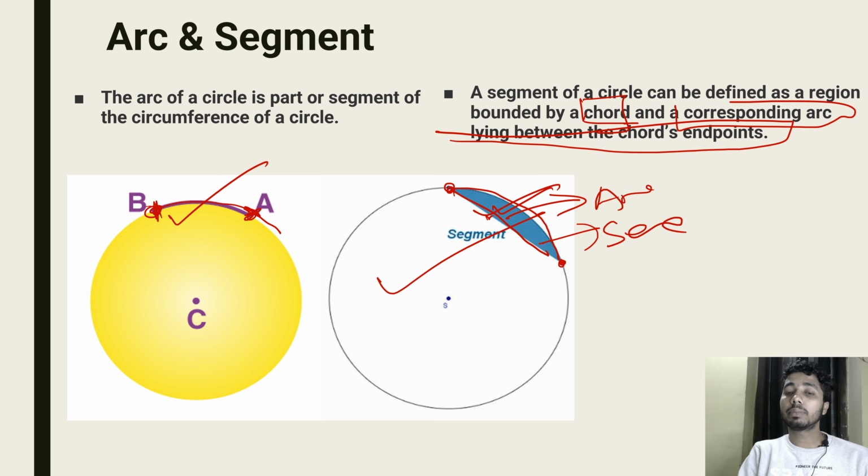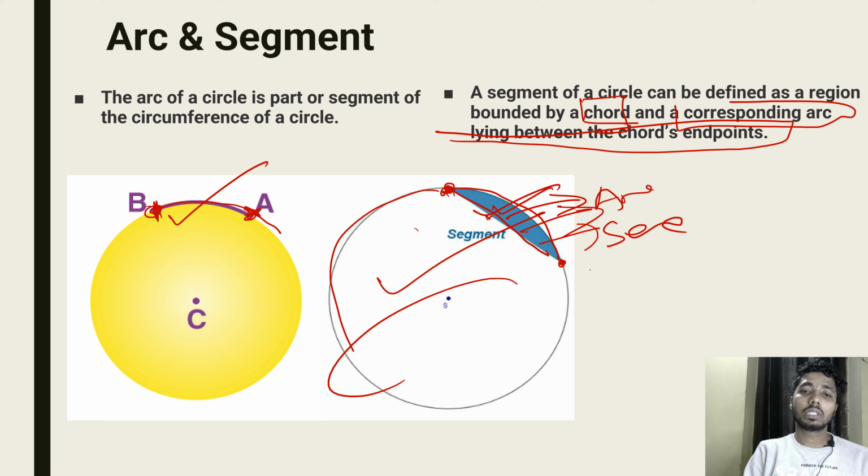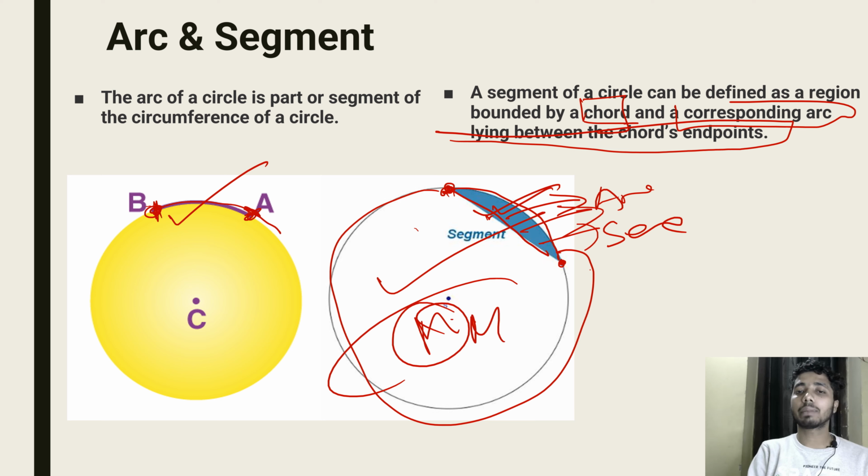Segments are of two types. One is the minor segment and another is the major segment. As you can see, this is also a segment, and this is the biggest one. That's why this is known as the major segment, and this is a smaller one. That's why this is known as the minor segment.